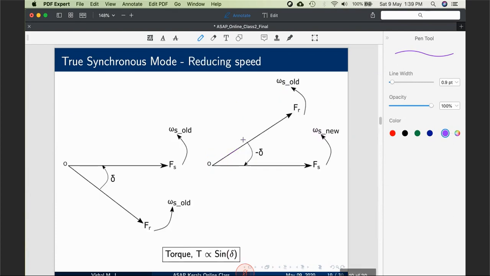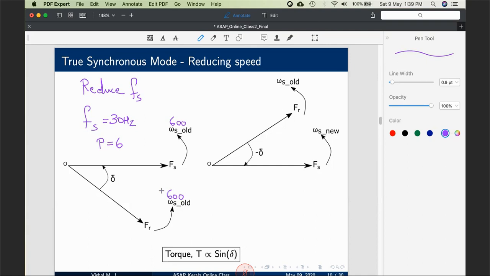Now what if I want to reduce the speed? The answer is you have to reduce the stator frequency. Solution is to reduce the stator frequency. Now consider the same case as earlier. Let Fs be 30 Hertz. Number of poles is 6. The speed is 600 RPM. This was also 600 RPM.